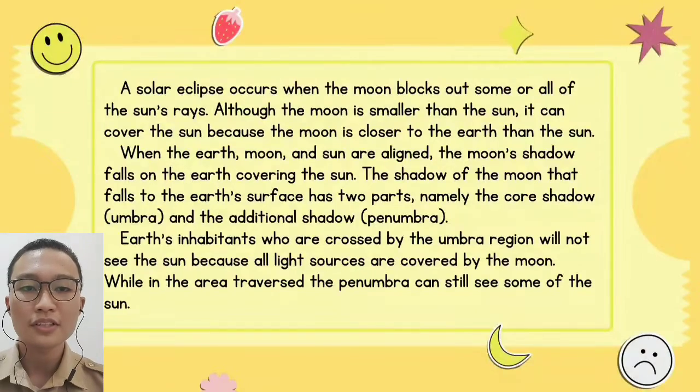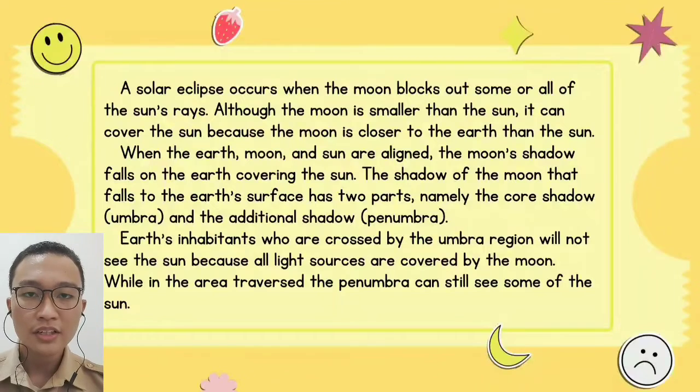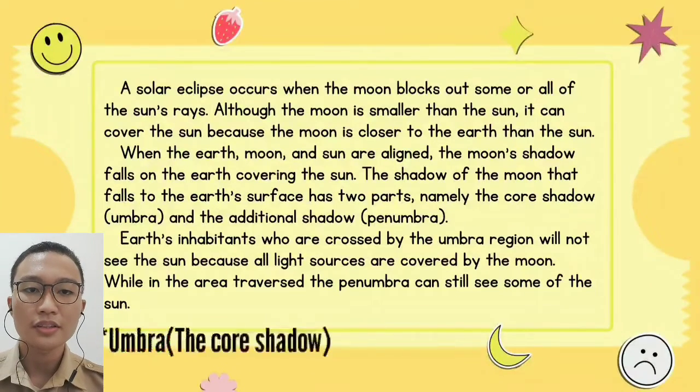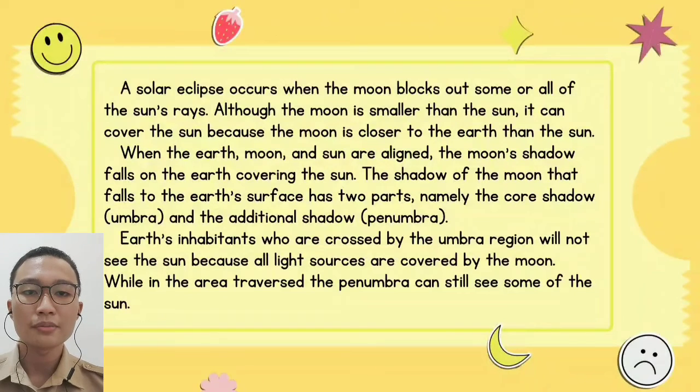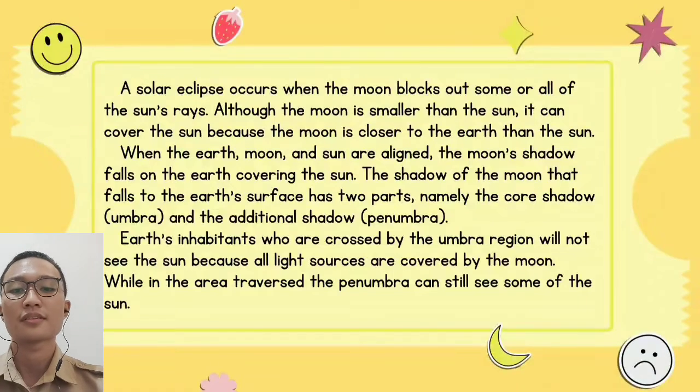The first part is the umbra, or the core shadow, and the second part is the penumbra, or the additional shadow. People who are crossed by the umbra cannot see the sun because all of the sun's light is covered by the moon, as if it were night at that time. While people who live in the penumbra area can still see some of the sun.